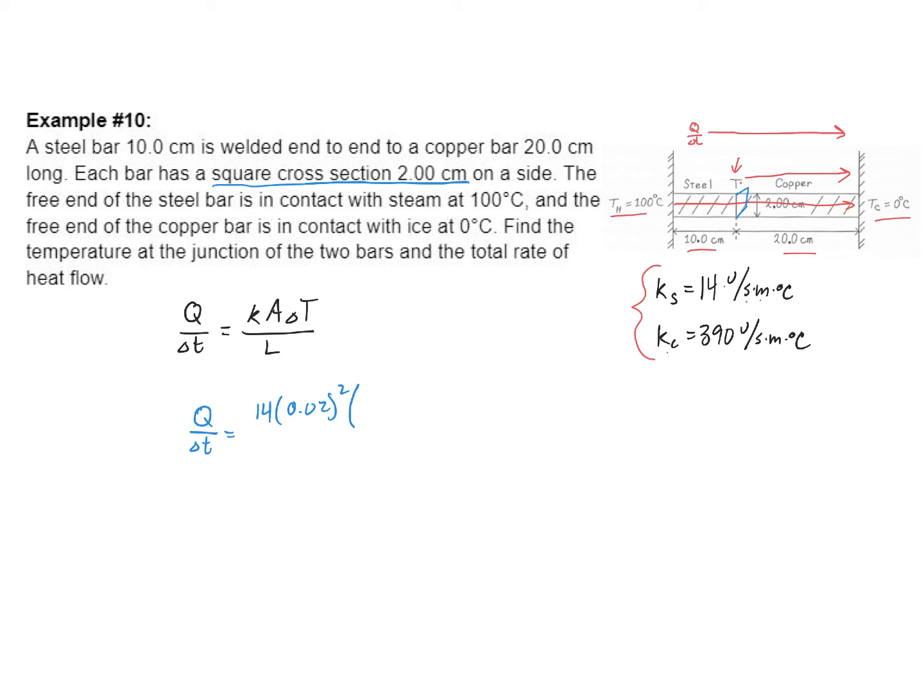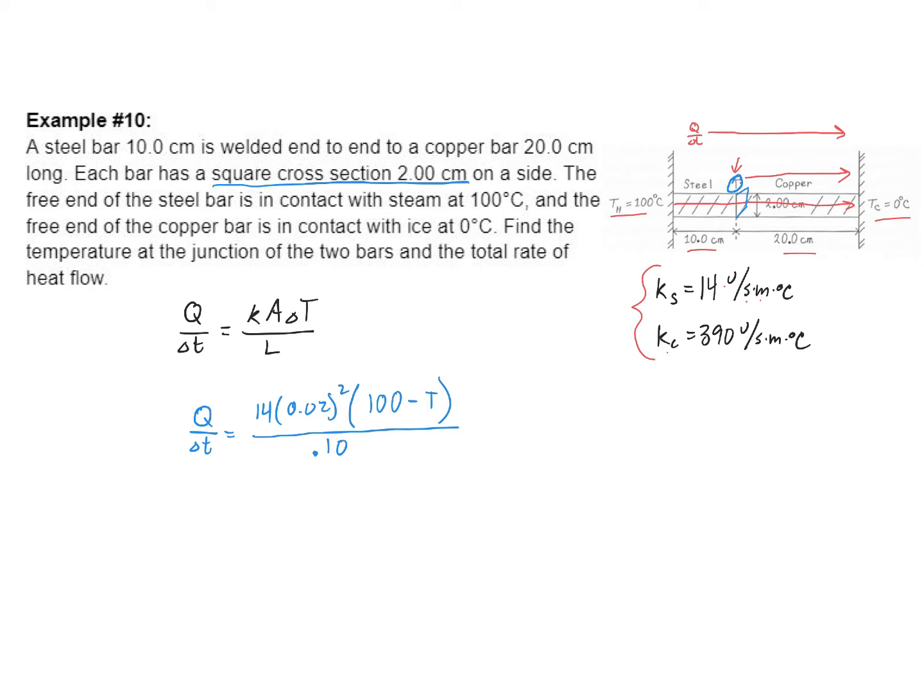Now, for the steel, it's going to start at 100, and then this is the temperature at the junction. And so that's going to be my T there. So it's 100 minus T, and hopefully we will be able to solve for that T. Then we're going to divide by the length, which is 10 centimeters, which is 0.10. And so that way we'll end up getting a positive heat transfer moving to the right.